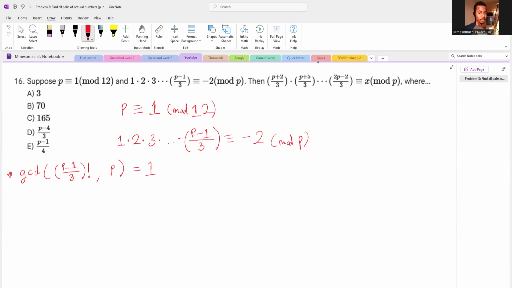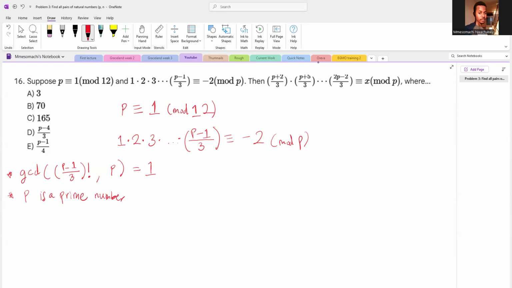So this is the first statement. And then the next statement I'll prove is that P is prime. So P is a prime number. Okay, so let's look at the first statement. How can we prove this?